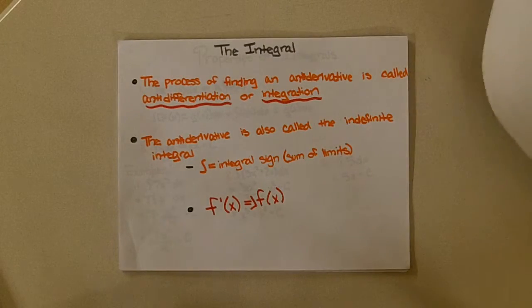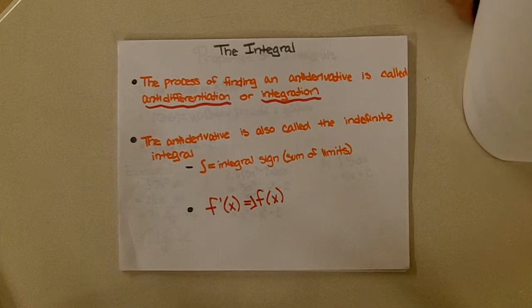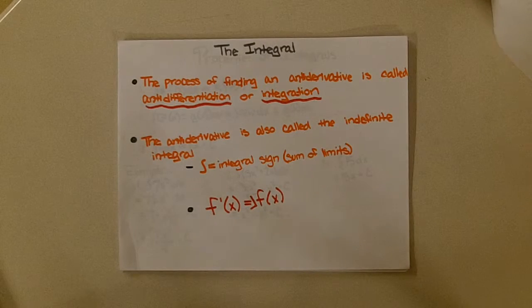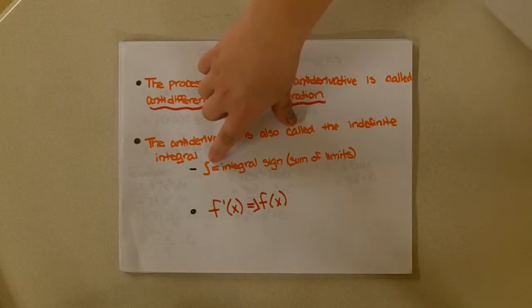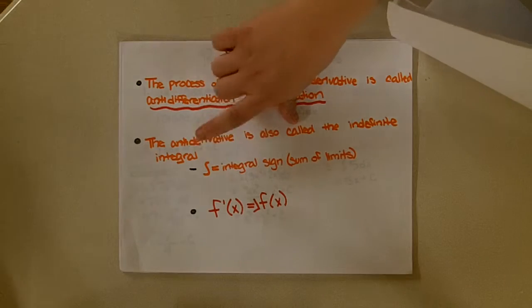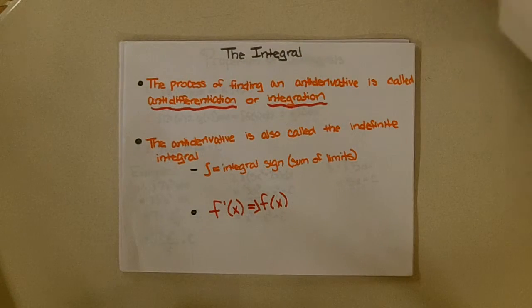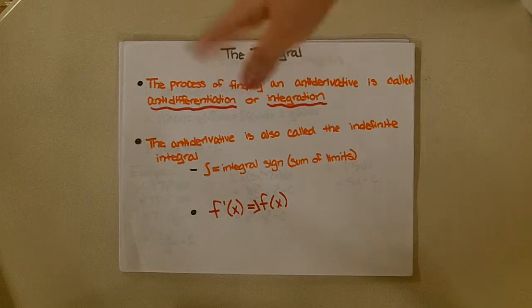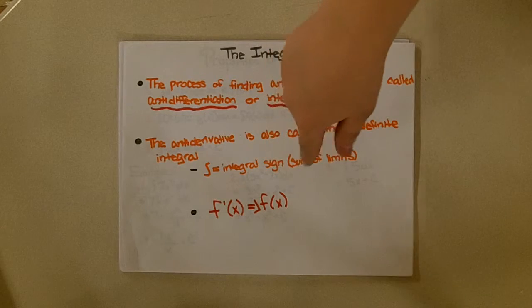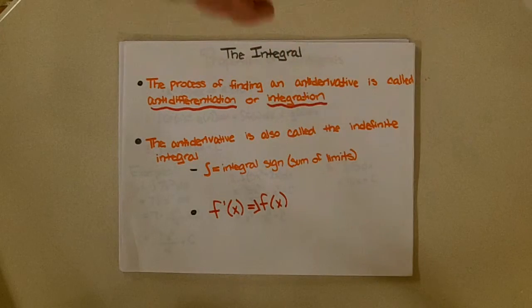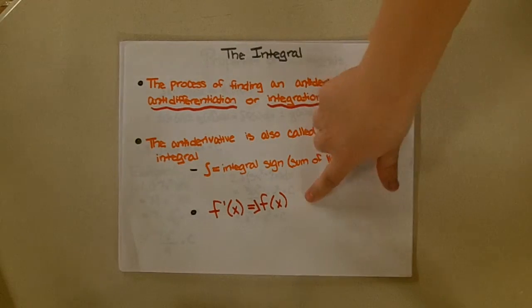The process of finding an antiderivative is called integration or antidifferentiation. The antiderivative is also called the indefinite integral, and this is the integral sign that we use, and it means the sum of limits. So you'll be given an a and a b, and that will be your limits. And the equation that is used is f prime. We are given f prime of x, and we use that to find f of x as follows.